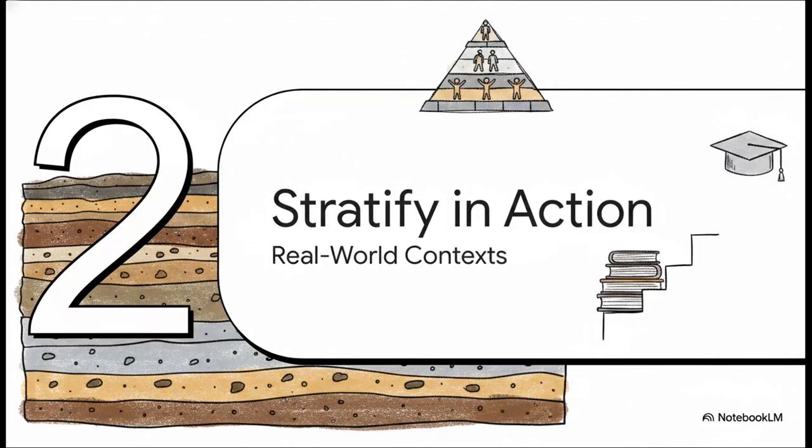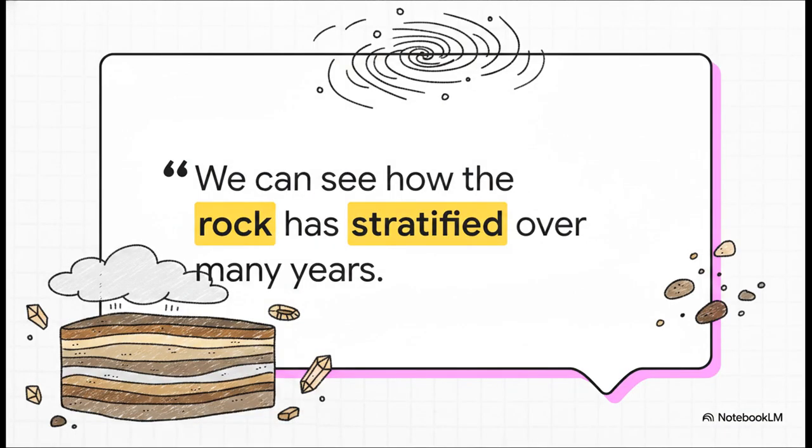Moving on to Part 2. Stratify in action. 3 real-world contexts. Now we're going to look at 3 distinct examples to prove just how versatile this action word really is. Here's the first one. We can see how the rock has stratified over many years. This perfectly anchors the literal, geological use of the word firmly in our minds. When you use the word this way, you're describing a process of nature. The earth itself is performing the action of stratifying, pressing dirt and minerals over time until they form those distinct, easily readable bands of strata.